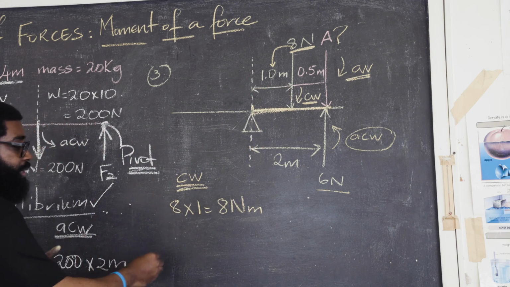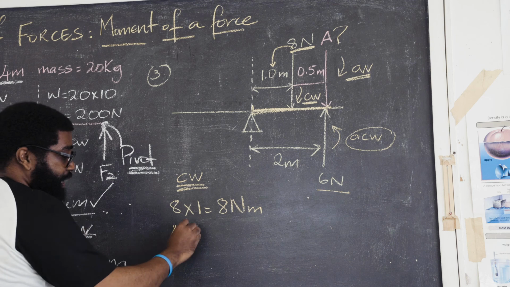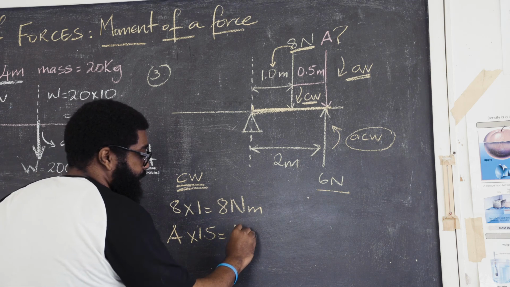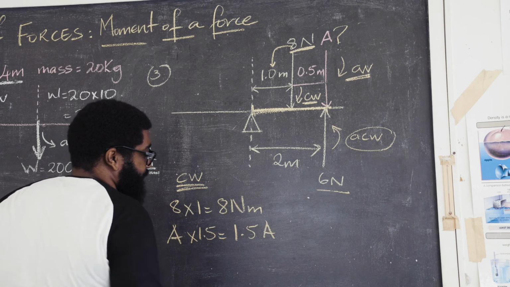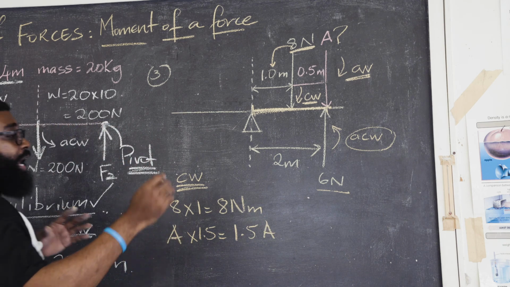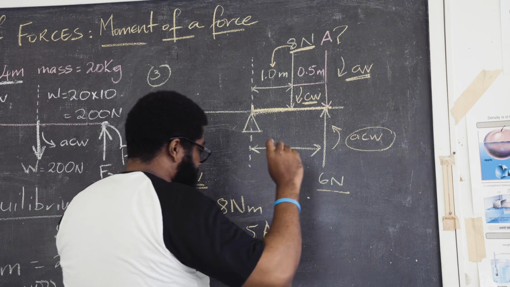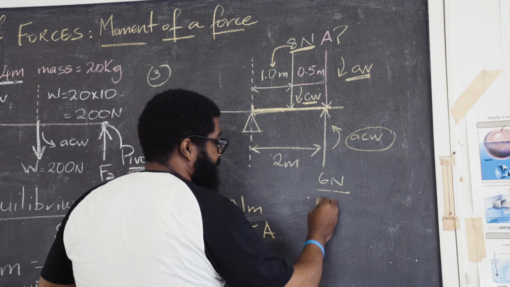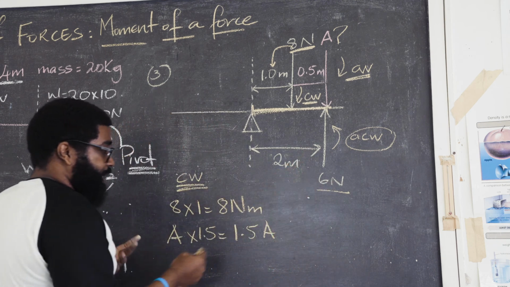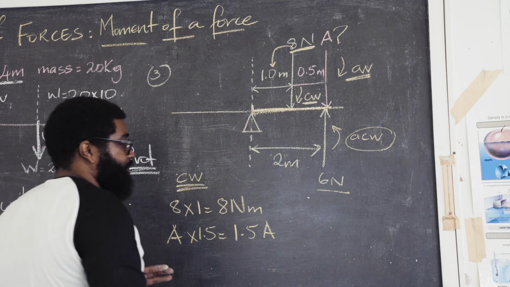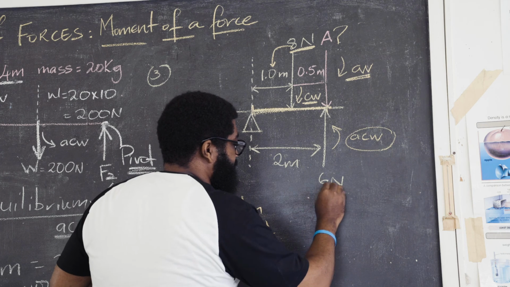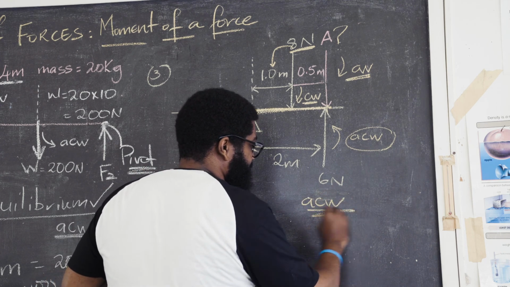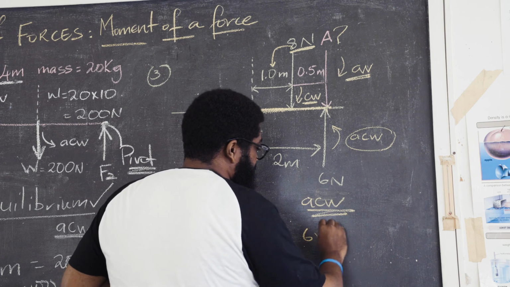Now, how do I set this out? I simply put the name of the force, I call it A, by the distance. And if you're doing algebra, you just get 1.5 times A. That's it. Anti-clockwise, we just have one thing. We have force by distance, and 6 by 2 is 12. 12 newton meters anti-clockwise. So let me write that. So anti-clockwise is force by distance.